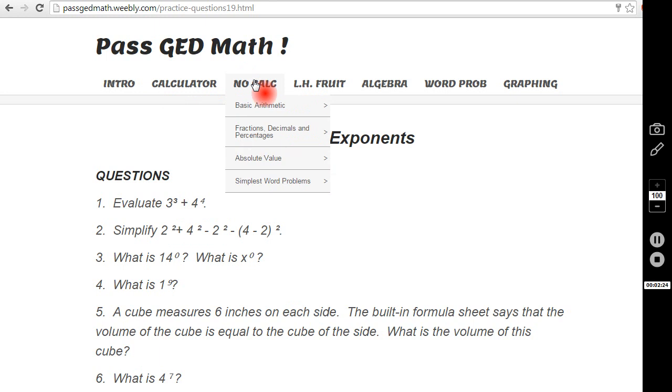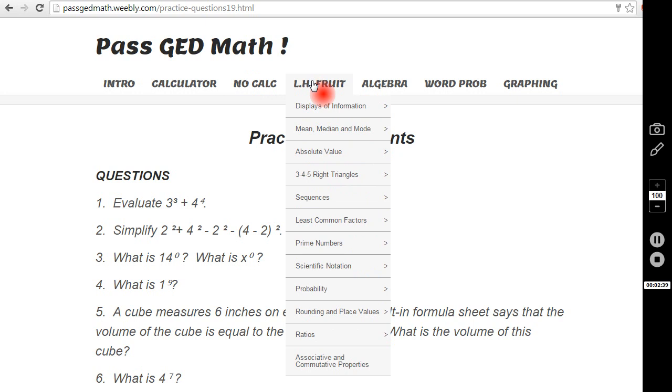The no calc section helps you prepare for the five questions in part one of the test where you can't use a calculator. If you learn the skills in this section, you can get at least another 15 points on the test. Now look at the LH fruit section. The 12 math skills here, which you can see in the drop-down menu, are indeed the low-hanging fruit of the test. They're self-contained and relatively easy.